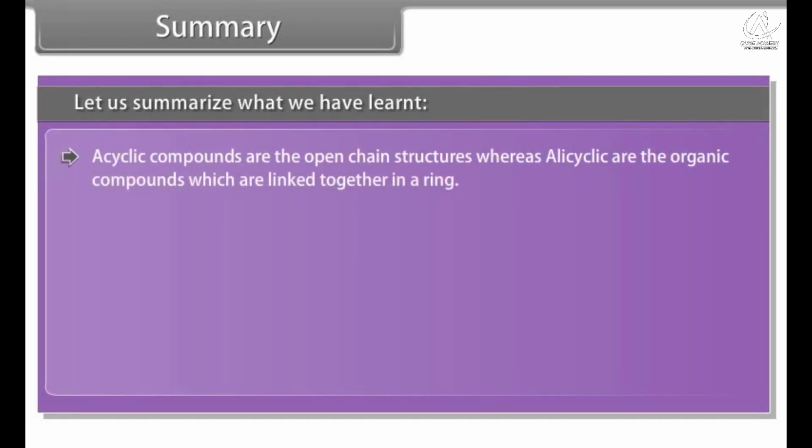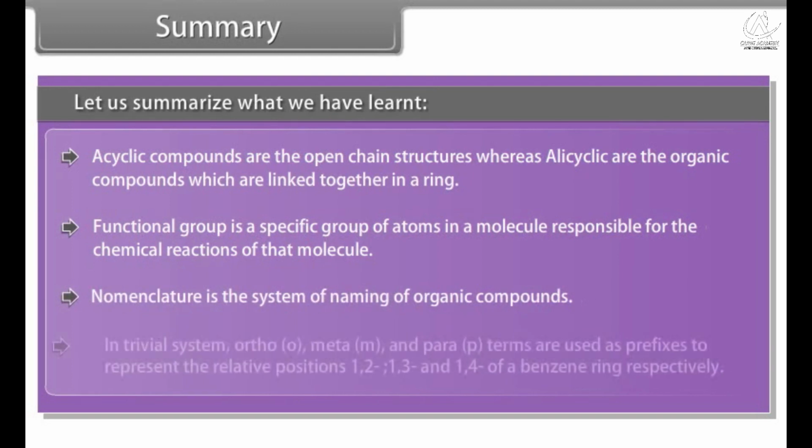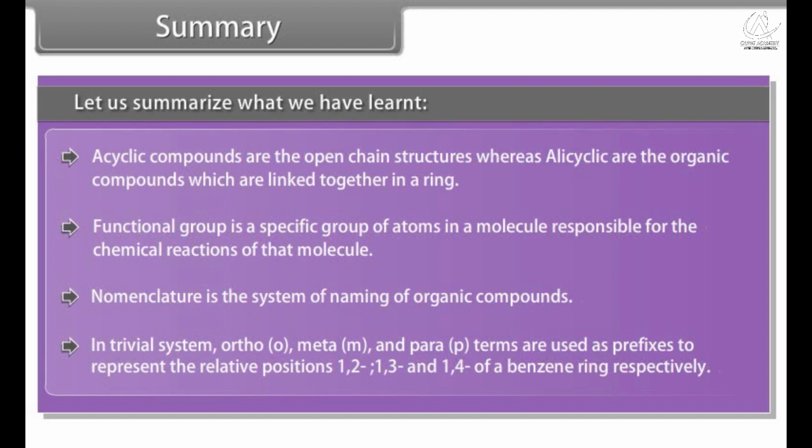Acyclic compounds are the open chain structures, whereas alicyclic compounds are organic compounds which are linked together in a ring. A functional group is a specific group of atoms in a molecule responsible for the chemical reactions of that molecule. Nomenclature is a system of naming of organic compounds. In the trivial system, ortho, meta and para terms are used as prefixes to represent the relative positions 1,2, 1,3 and 1,4 of a benzene ring respectively.